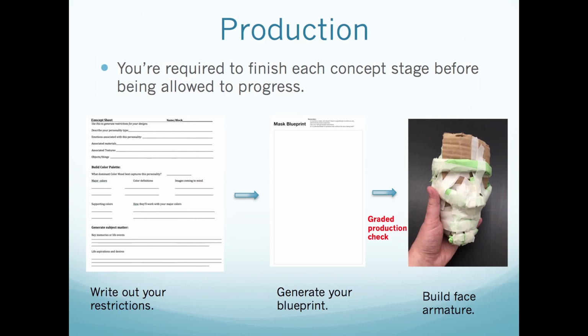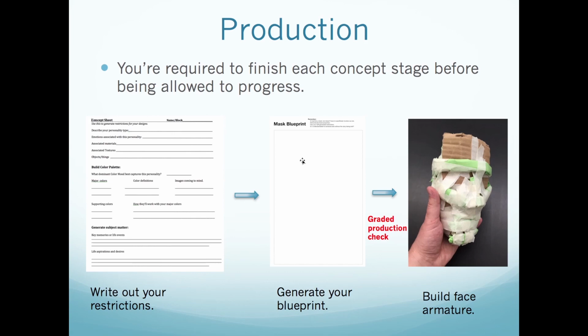Now let's look at what we are actually going to be doing. You've got your brief. What's the next step? Well, I will provide you with the concept sheet. That is your restriction generator for this lesson. You'll need to do that in writing first, and only after it's complete will I give you the mask blueprint sheet. That's where you get to use all this raw material that you've brainstormed in writing to draw a blueprint of your mask in detail.